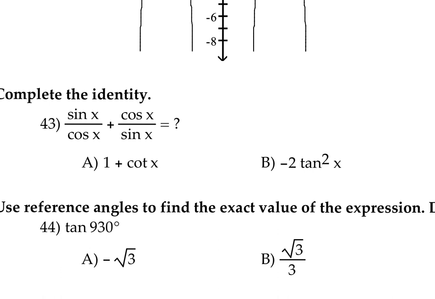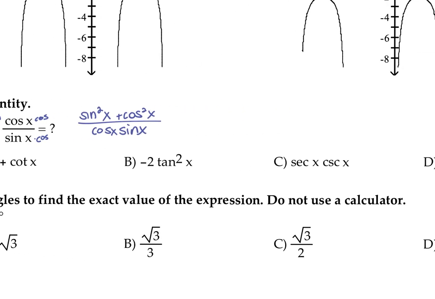So we want to condense this into one fraction. So I would have to give it a like denominator. I'd have to multiply this and this by sine. And I'd end up with sine squared x, multiply this and the top by cosine. So plus cosine squared x would be over cosine x and then sine x.